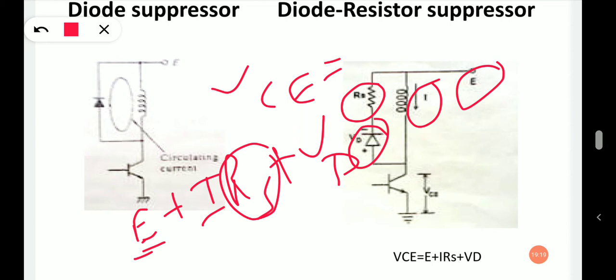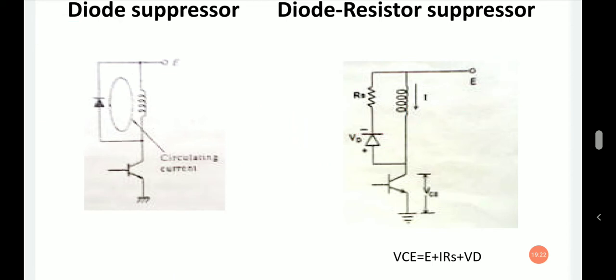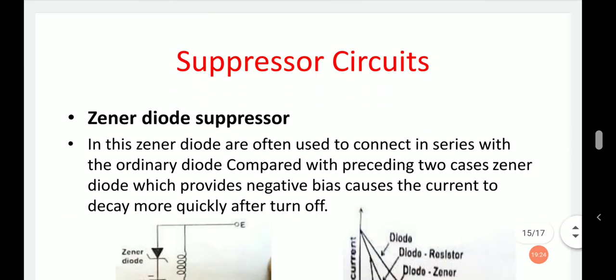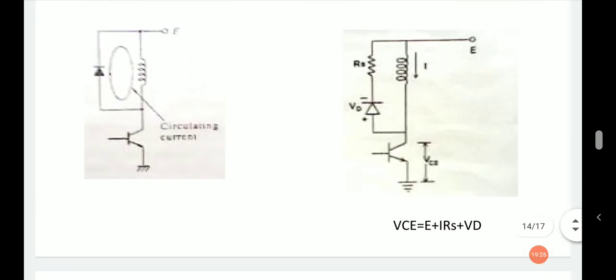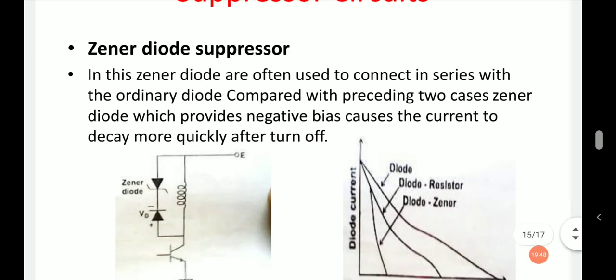Okay, then a high resistance RS is required to achieve a quick current decay, but this also results in higher collector potential VCE. Hence, a transistor with a high maximum voltage rating is necessary. Next is the Zener diode suppressor.